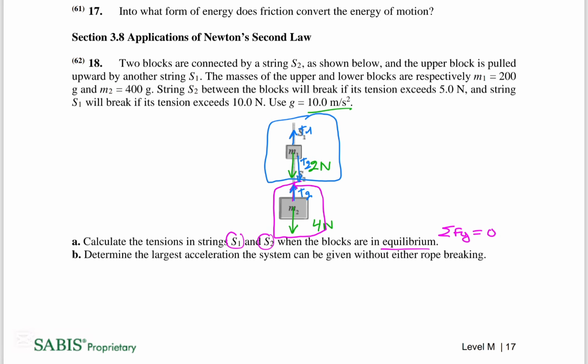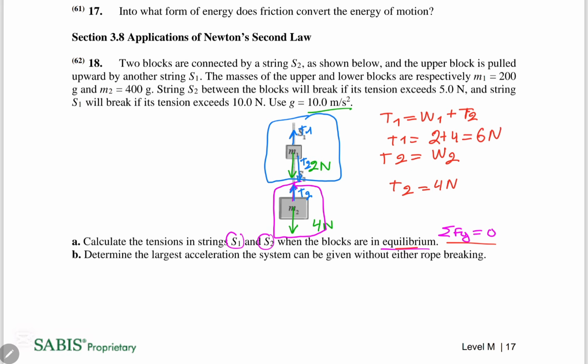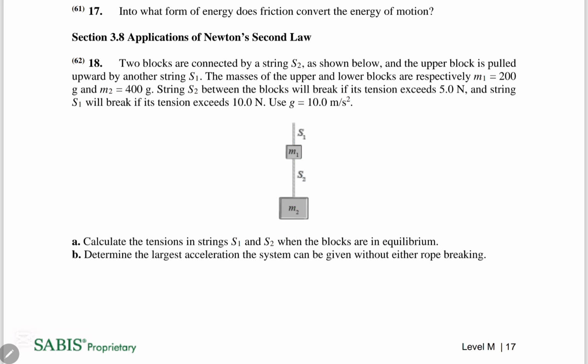So now, because it's an equilibrium, that means sigma Fy is equal to 0. Here in this case, that means tension 1 is equal to weight of block 1 plus tension 2. And tension 2 would be equal to weight of block 2. That means tension 2 is equal to 4 newtons. And tension 1 is equal to weight of block 1, which is 2, plus 4 newtons, which is in total 6 newtons. So tension 1 is 6 newtons and tension 2 is 4 newtons. Now, determine the largest acceleration the system can be given without either rope breaking.